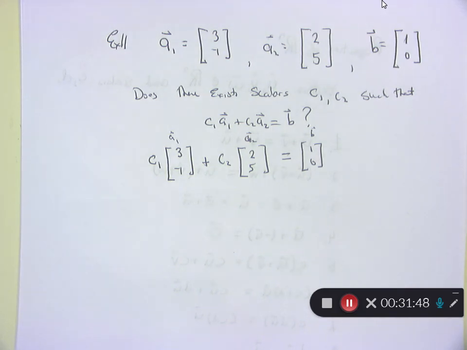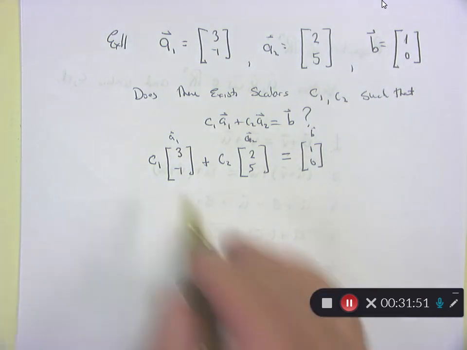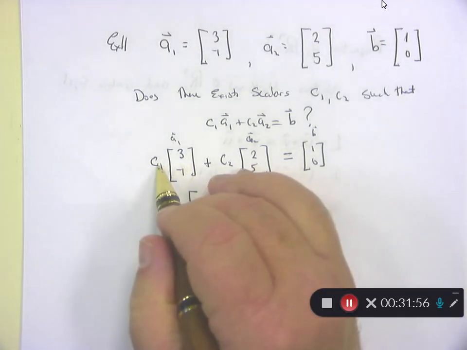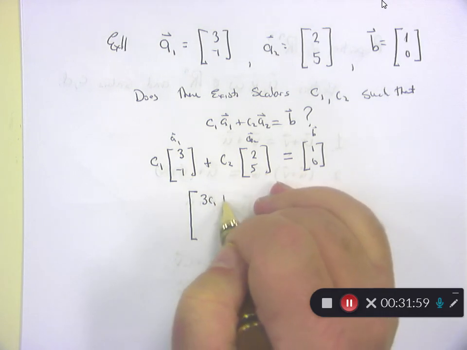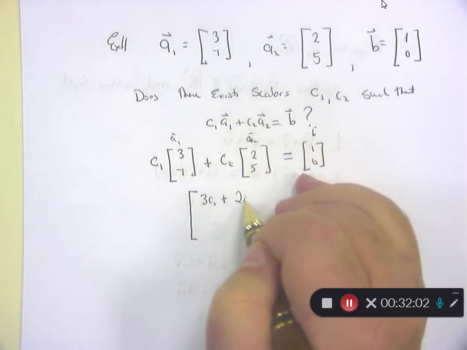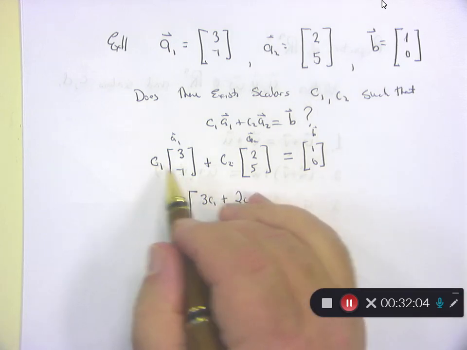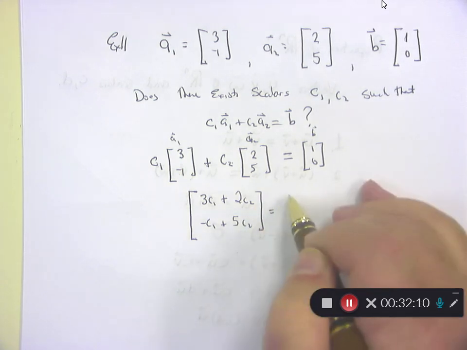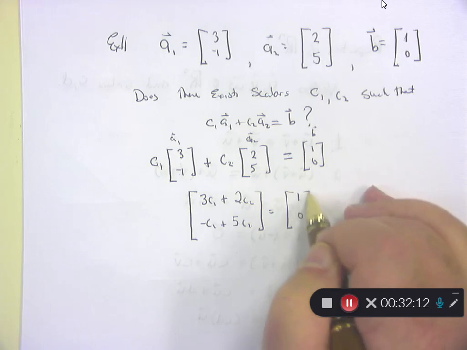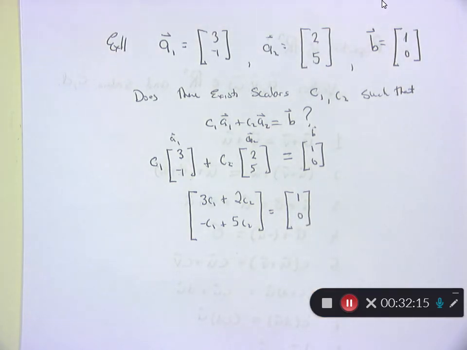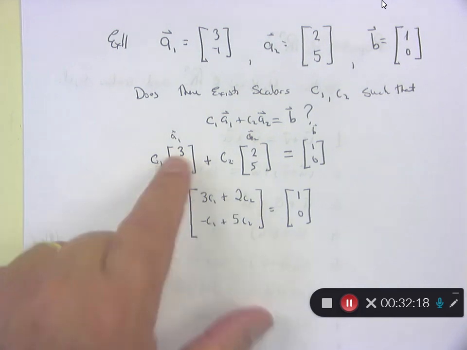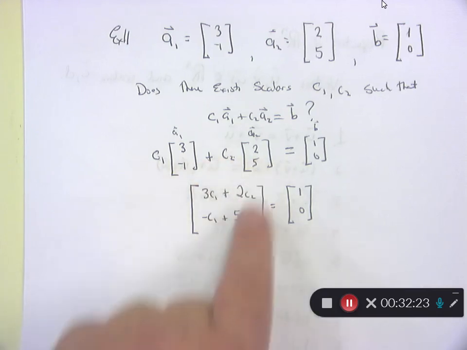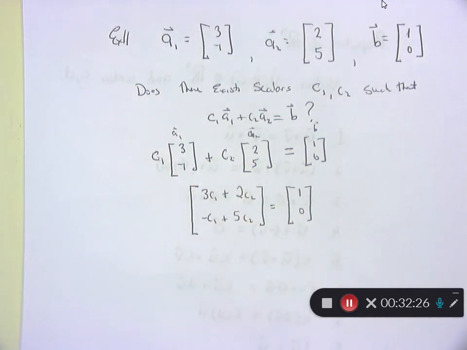Let's rewrite that. If I rewrote this in terms of how you add vectors, you can write this as one big vector. This would be C1 times 3, or 3C1, plus 2 times C2. The second component would be -C1 plus 5C2. That would have to be equal to the 1, 0 vector. Does that make sense? How do you multiply a scalar times a vector? You multiply the scalar times each component within the vector. How do you add vectors? You add the components. This is just a combination thereof.